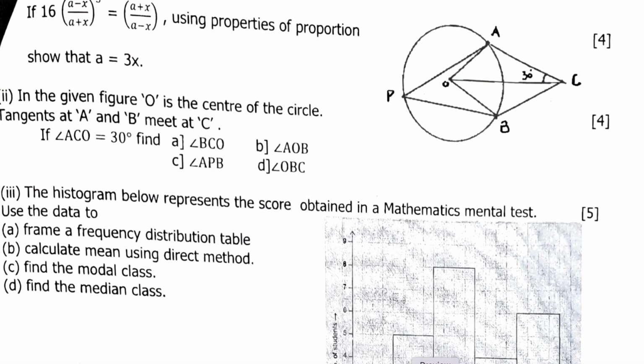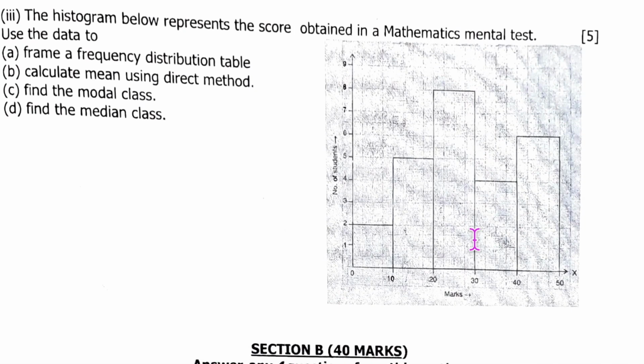We come to the next part, which is the question based on a histogram. The histogram represents the scores obtained in a mathematics mental test, and the data is given here in the form of a histogram. We have to find the frequency distribution table. So we will initially just make the frequency distribution table.